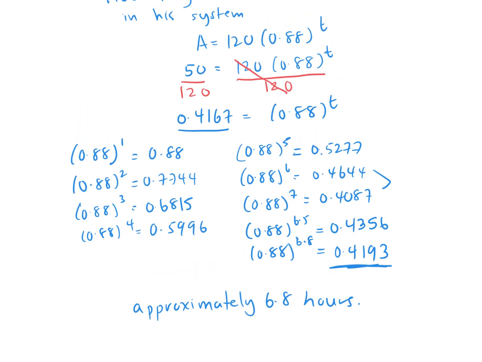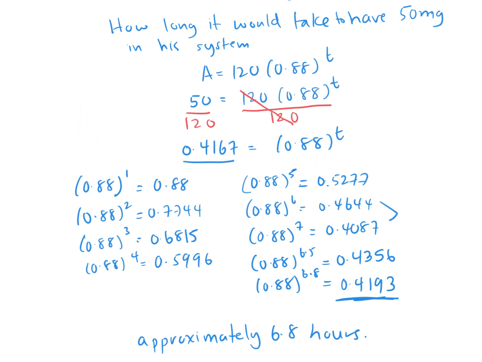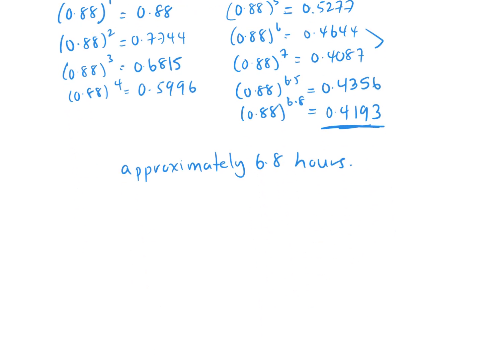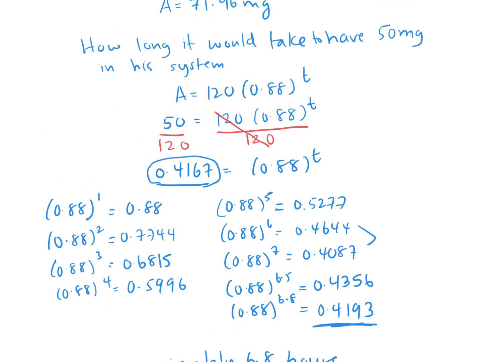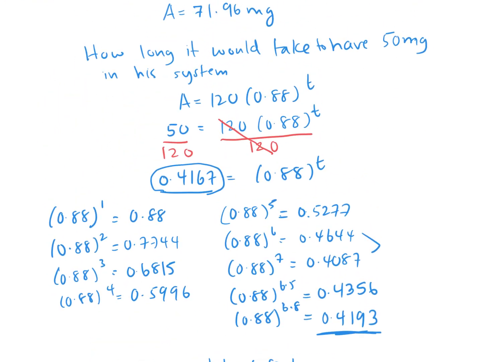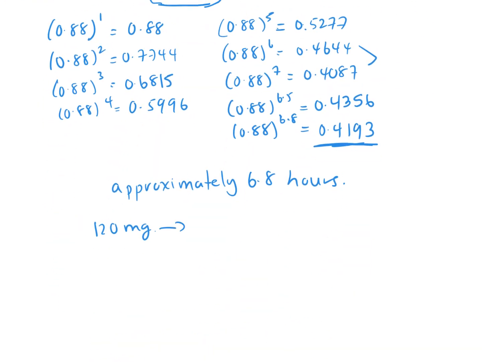So you can estimate by just trying the base with different numbers to see how close you can get to this value. And another way to estimate is, well, I know it's 120. And I know it's going to reduce in half every 4 hours. So after 4 hours, it would be down to 60 milligrams.